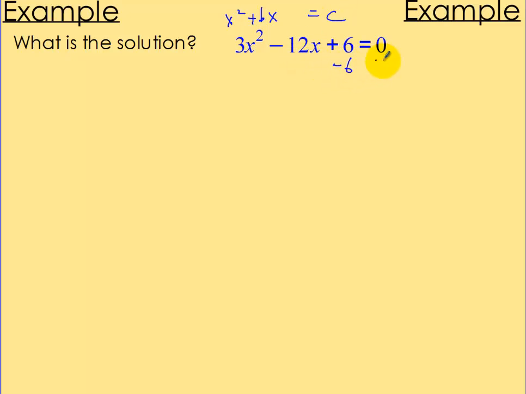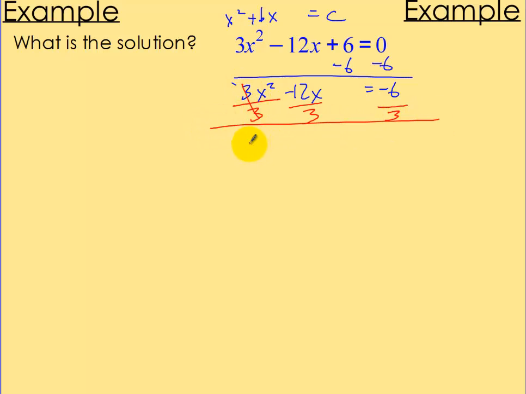So first thing I'm going to do is subtract this number. And so I'm going to get 3x squared minus 12x equals negative 6. But I don't like that 3, so I'm going to divide everything by 3. I wanted to get it just x squared, so divide everything by 3. So what I get when I do that is x squared minus 4x equals negative 2.